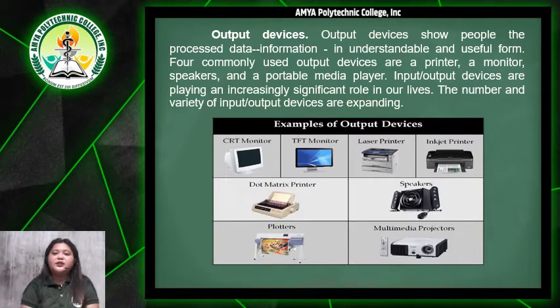Here are the examples of output devices. We have the CRT monitor, the LCD monitor, the laser printer, inkjet printer. We have the dot matrix printer, speakers, plotters, and multimedia projectors.